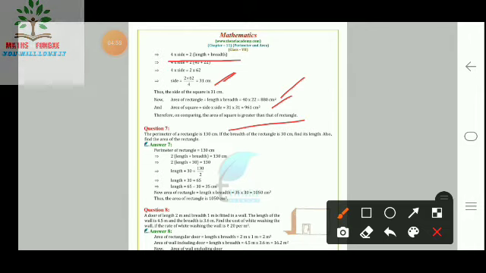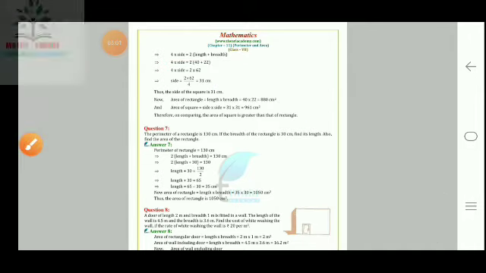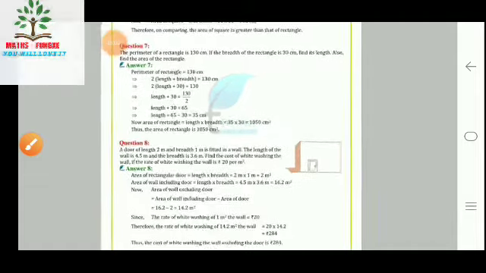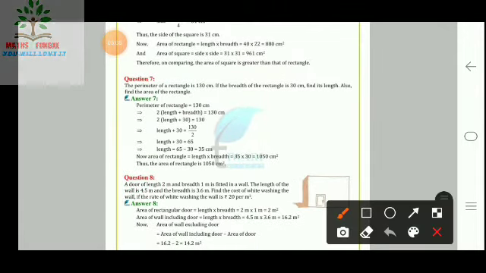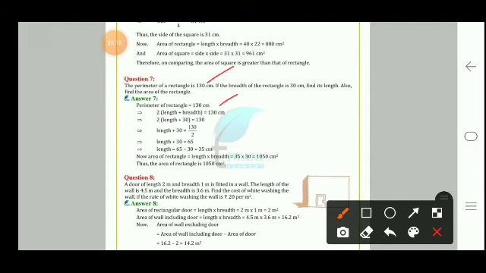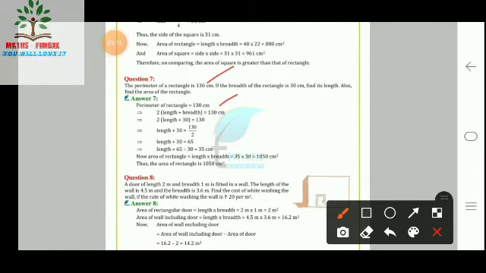Now in question number 7, the perimeter of a rectangle is 130 centimeter, the breadth of the rectangle is 30 centimeter. Find the length, also find the area of the rectangle. So the perimeter of the rectangle is 130 centimeter. The breadth is given, so we have to find its length and also the area of the rectangle. So we'll use the formula: perimeter is equal to 130.